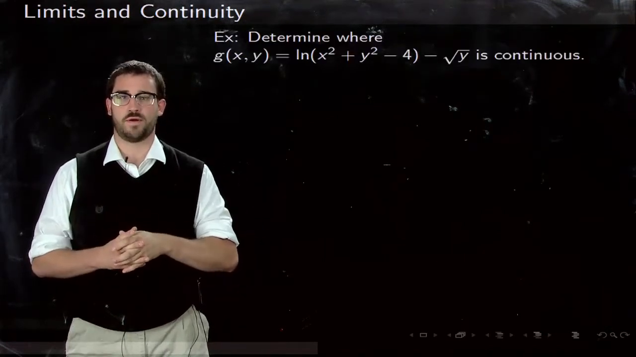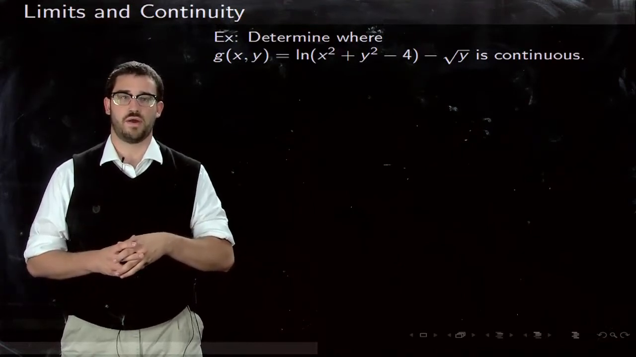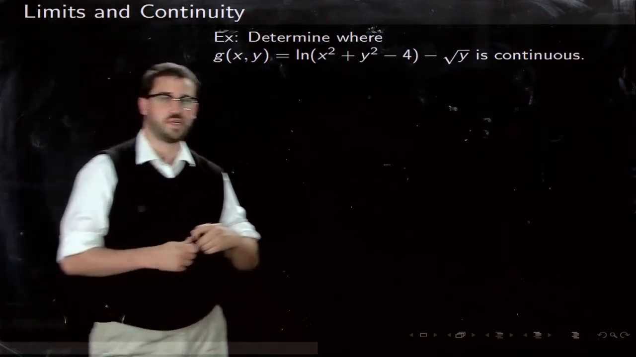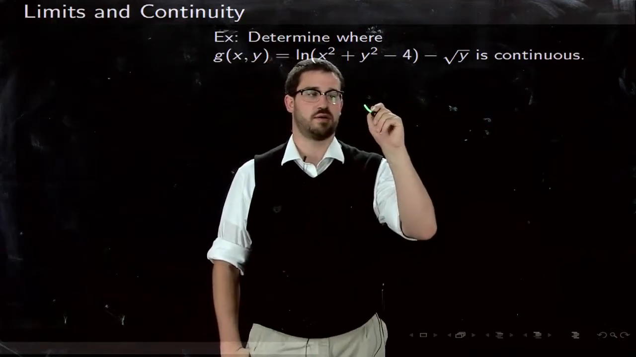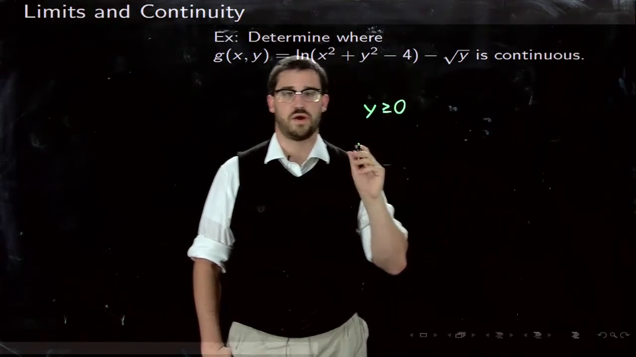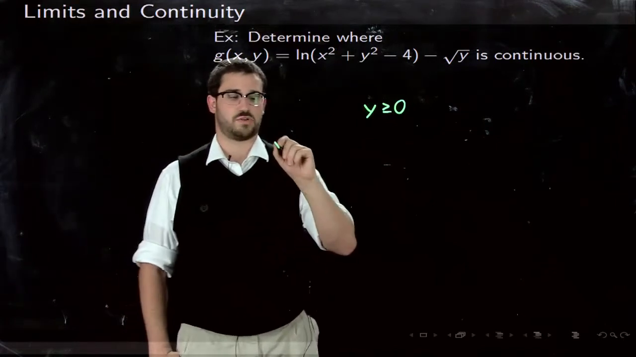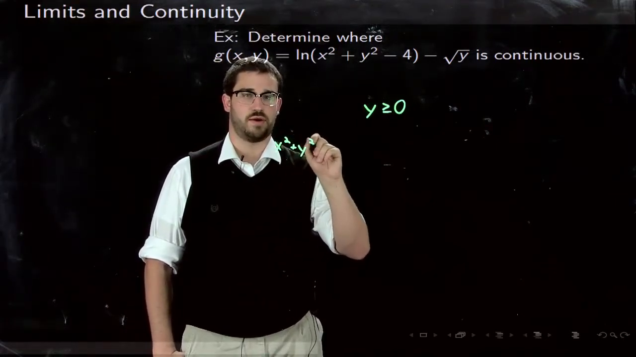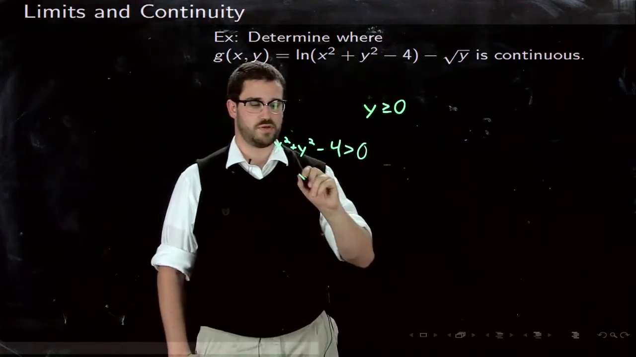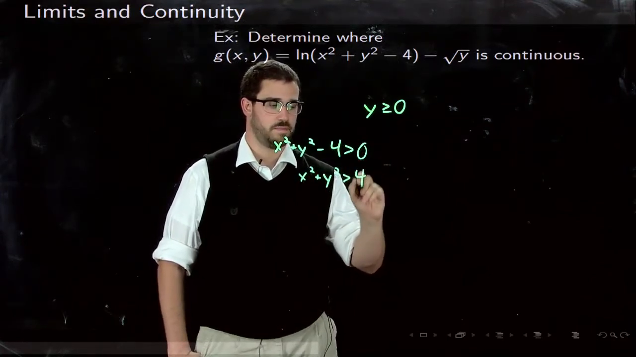Let's determine where g(x,y), equaling the natural log of (x squared plus y squared minus 4) minus the square root of y, is continuous. Well, for domain purposes, we know that y already needs to be greater than or equal to 0 because we can't take the square root of a negative number. Now we know x squared plus y squared minus 4 has to be greater than 0. In other words, x squared plus y squared has to be greater than 4.